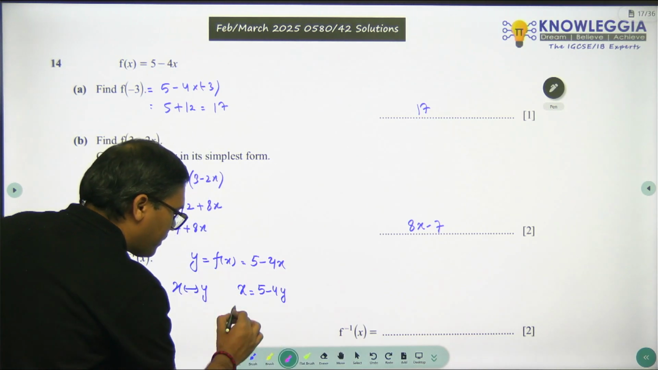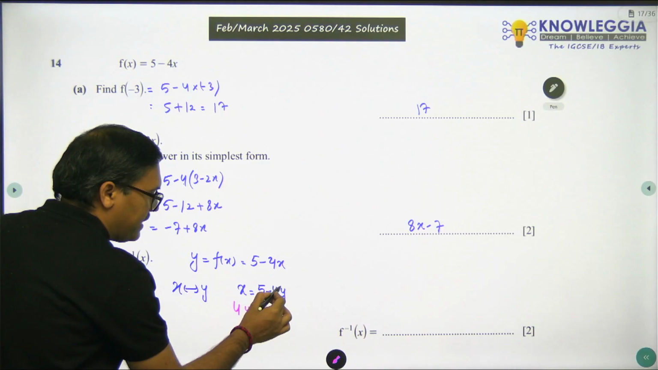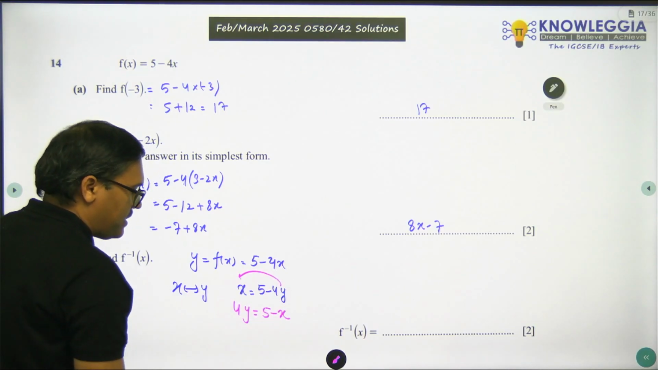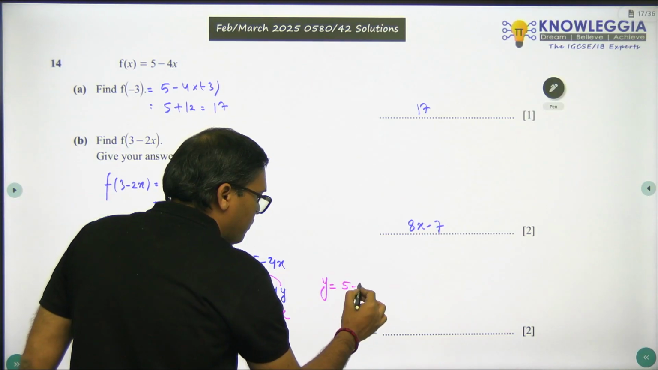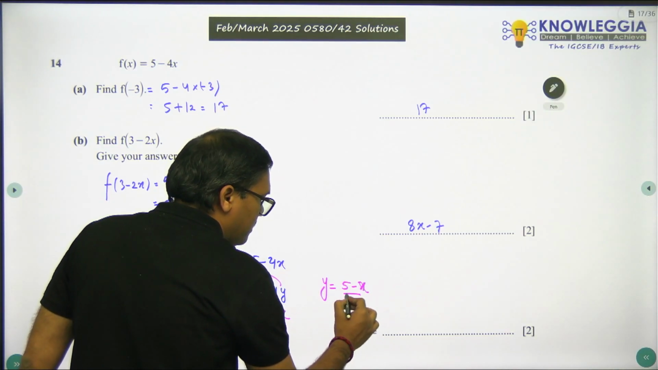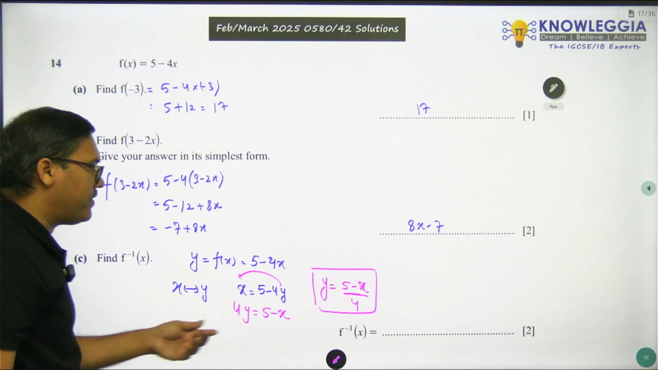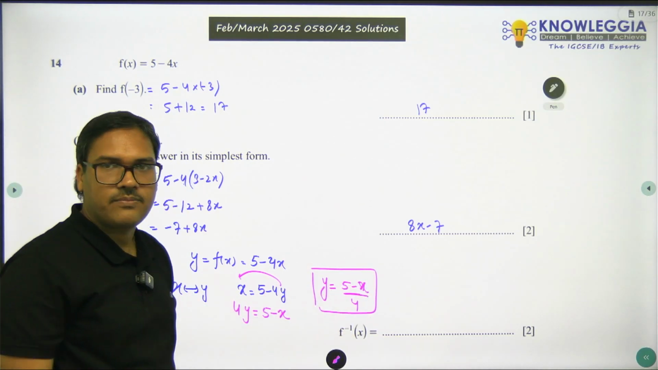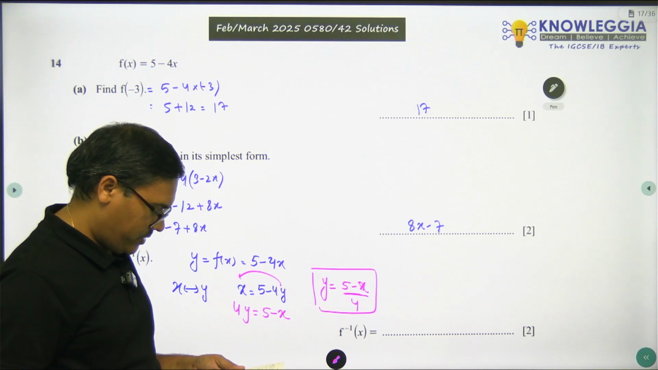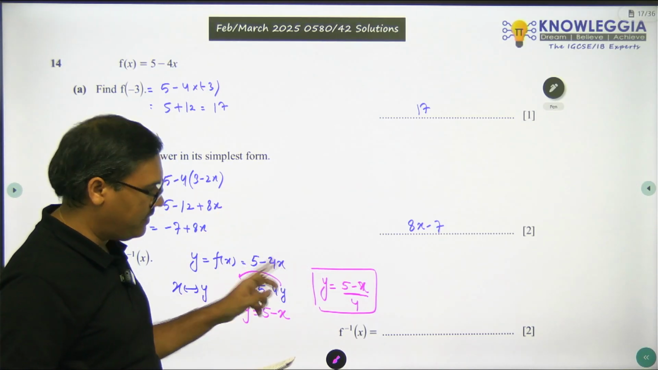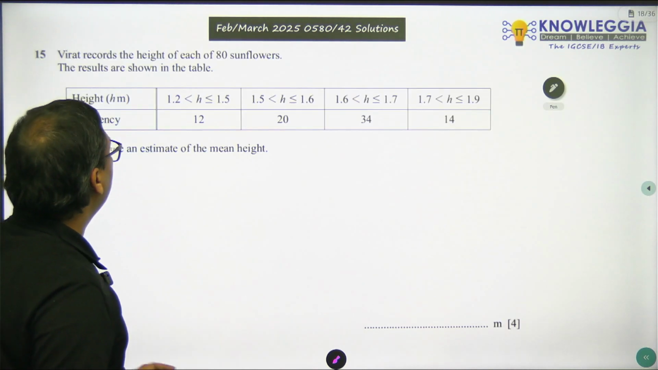You can see this is 4y is equal to 5 minus x. I'll take this 4y on this side, x on this side. Now divide by 4. So y is equal to (5 minus x) upon 4. So you can say this is the inverse, f inverse, that is (5 minus x) upon 4. That is how we can solve. So let's check the answers also: 17, 8x minus 7, (5 minus x) upon 4. Okay, let's move to the next one.